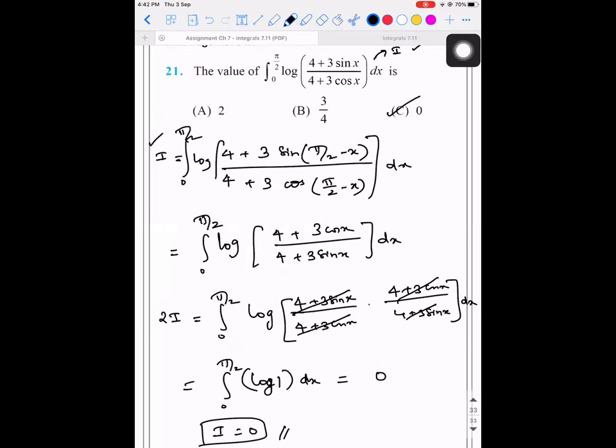Is it clear? So this is a 0. So I hope you guys are comfortable with properties now. See, properties are very important, not only for this chapter, but for the next chapter when we solve problems based on areas, there we have definite integrals only. Properties will reduce the number of steps involved to solve the problem, okay?